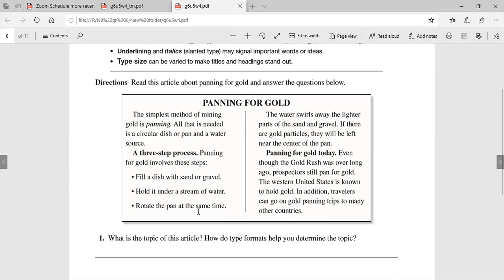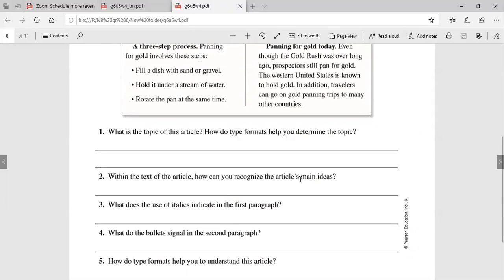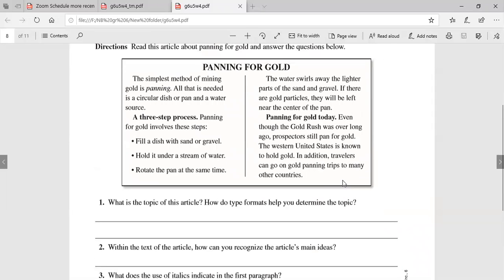So this tells that these are the main ideas. The main ideas are two: a three-step process, and planning for goal today. They're the main ideas. So the question is, how can you recognize the article's main idea? You can recognize it by the boldface headings.